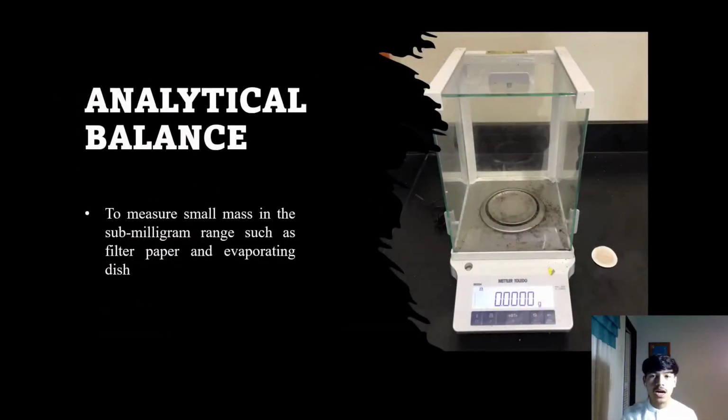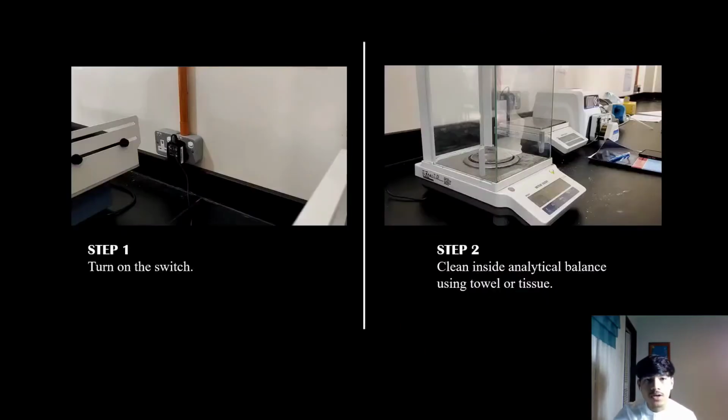First, I will explain about the analytical balance and its function. The function of the analytical balance is to measure small mass in the sub-milligram range, such as filter paper and evaporating dish. Step 1. Turn on the switch of the analytical balance.